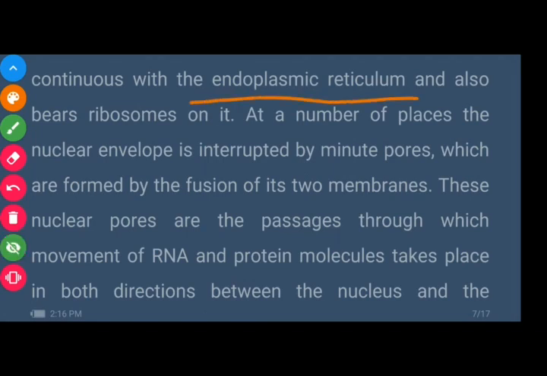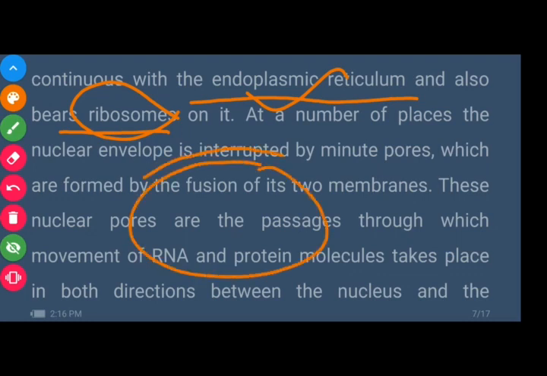The outer membrane is continuous with the endoplasmic reticulum and also bears ribosomes on it. Some ribosomes are present on this outer membrane, and at a number of places the nuclear envelope is interrupted by minute pores. These are the two nuclear membranes, but at some places they get interrupted, and at some places they join with each other and form the minute pore.